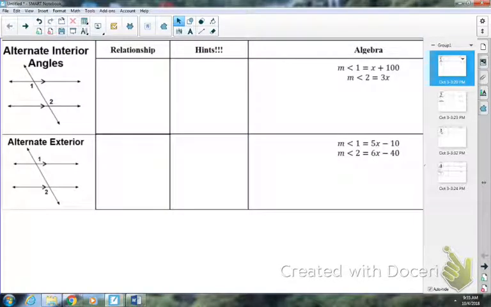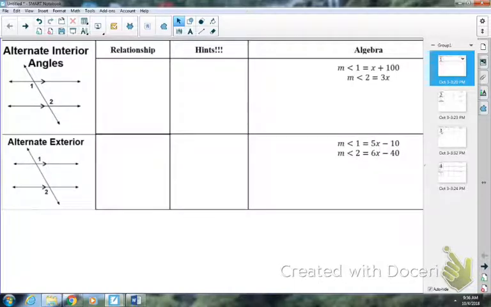So we're going to start today with talking about alternate interior angles. You have the picture on the front cover. If you look, we're going to fill in inside here. Thinking back to what we've done before, how are alternate interior angles related? What's their relationship to each other? They're congruent, right? They're equal to each other.